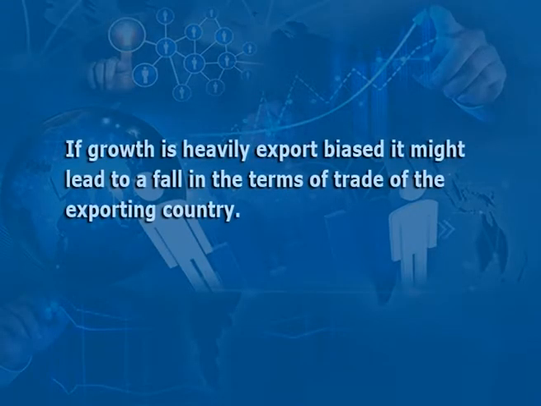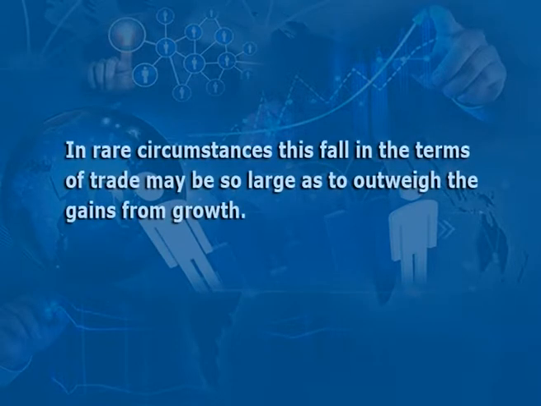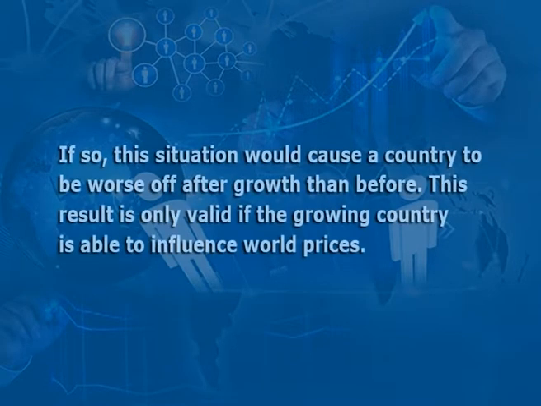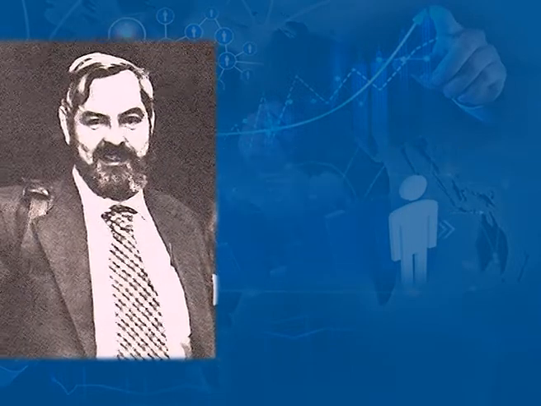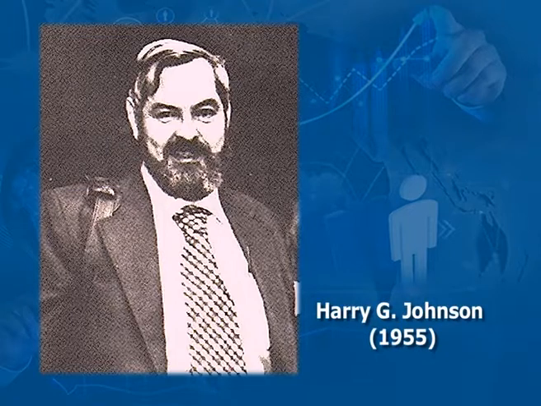If growth is heavily export biased, it might lead to a fall in the terms of trade of the exporting country. In rare circumstances, this fall in the terms of trade may be so large as to outweigh the gains from growth. If so, this situation would cause a country to be worse off after growth than before. This result is only valid if the growing country is able to influence world prices. Another economist, Harry G. Johnson, had independently worked out conditions for this result in 1955.